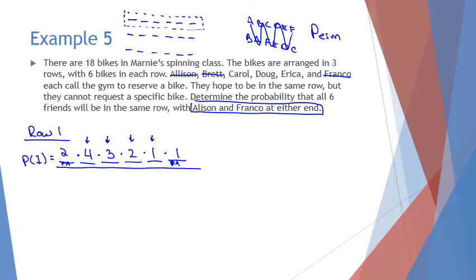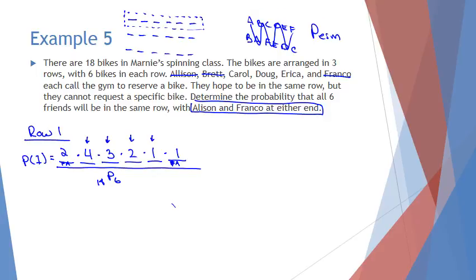Now, for the total on the bottom, again, we're saying it's permutation because order matters to these people. There's going to be 18 people in this class, and of those 18 people, I need 6 to fill this row. So that is how I would do row 1.